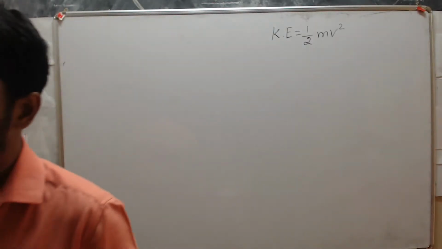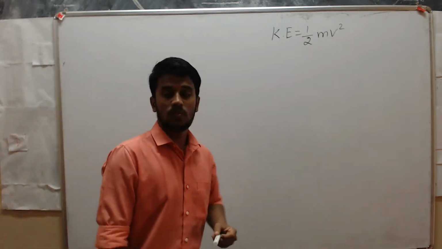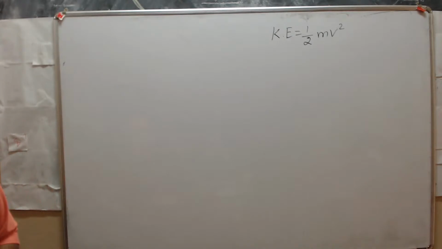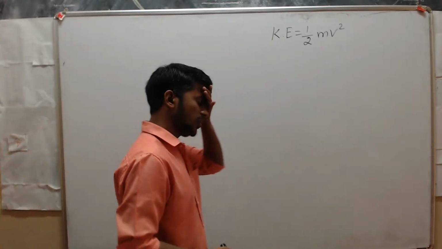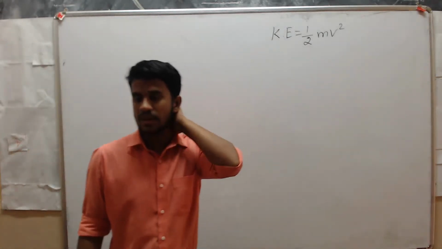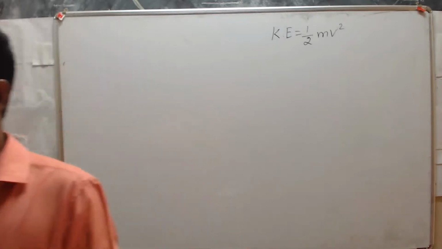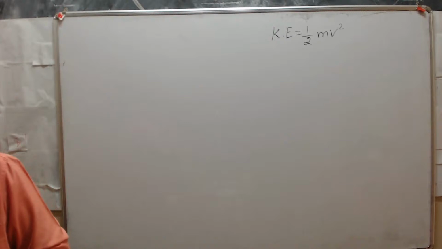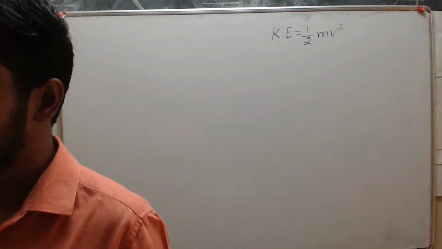Here we need half, m, and v square. The kinetic energy of an object depends on the velocity of the object and the mass of that object. How to start the derivation? If you know the answer, please put it in your comment box quick.